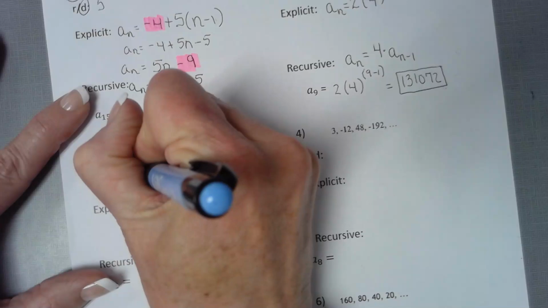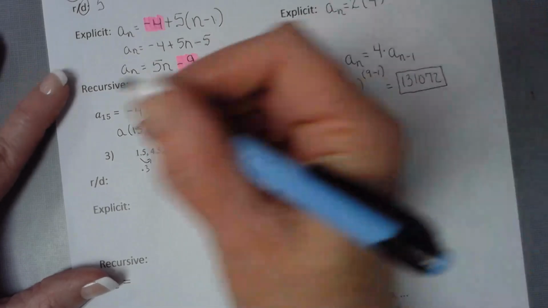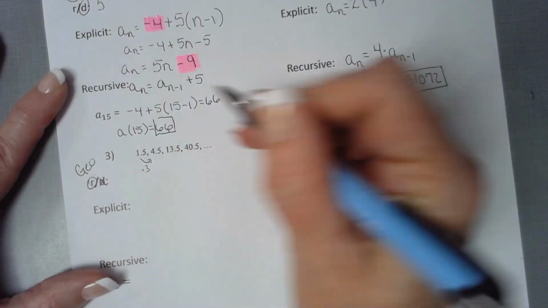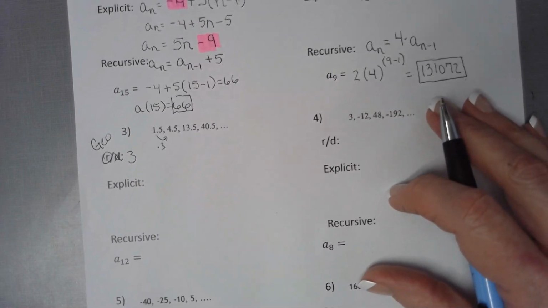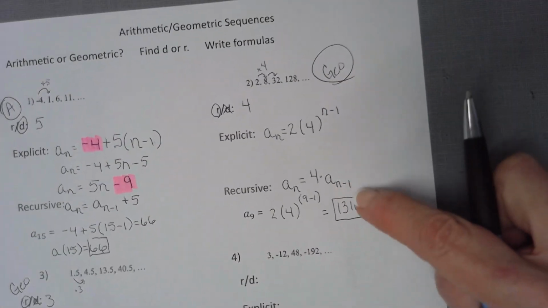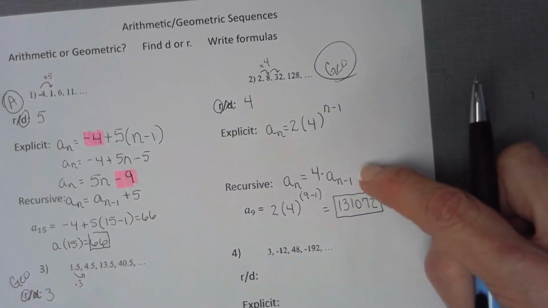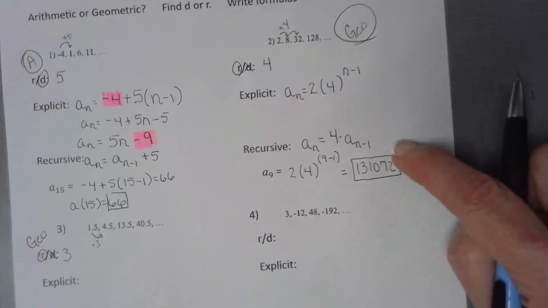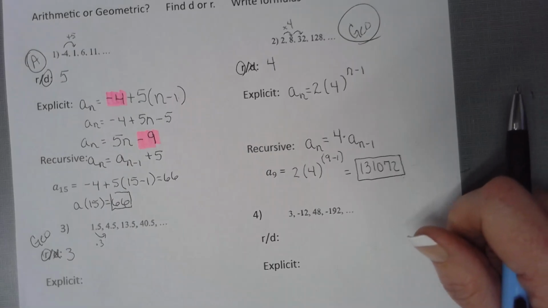So if I am multiplying by 3 each time, is this arithmetic or geometric? This is geometric. It does not have a D. It's got a common ratio, and that common ratio is 3. Now we've got to write our formulas. Won't y'all look up here and see if you can write the formulas before I do. Write your explicit, write your recursive. See if you can do it before me. And the formulas are up there under geometric as well.